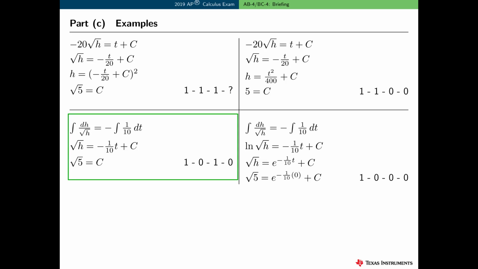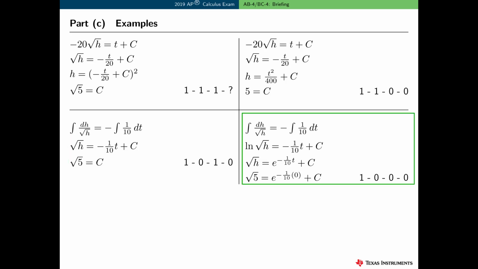In this example, the student earns the separation of variables point, but made an error in one of the antiderivatives. The constant is timely, and they use the initial condition. This earns 1, 0, 1, and they cannot earn the fourth point. And finally, in this example, the student earns the separation of variables point, but their antiderivative on the left involves a logarithmic function. They do not earn the second point, and they cannot earn the third or the fourth point. So this response earns 1, 0, 0, 0.